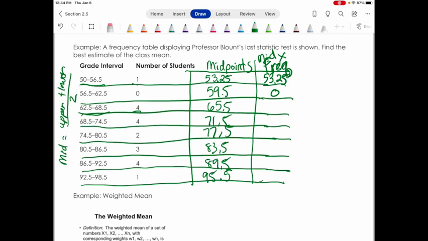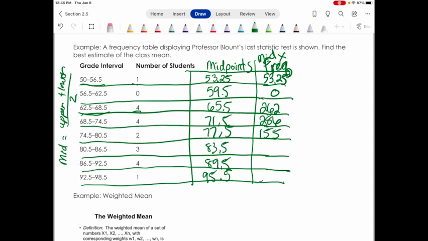For the next interval, I know I have 4 grades that are around 65.5, so I'm going to find out what that is. I'm going to take 65.5 times 4. That's going to give me 262. Then in the next class, I have 4 grades that are around 71.5. That's going to give me a total of 286. I know I have 2 grades that are around 77.5. So that's going to give me 155.